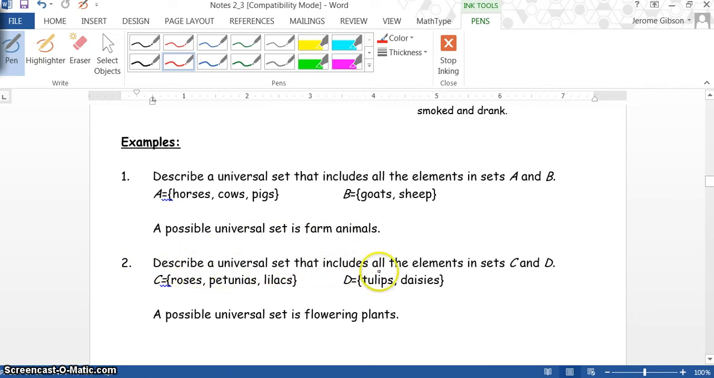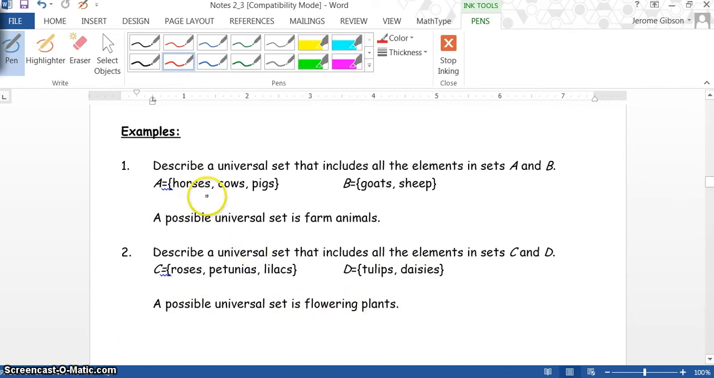Describe a universal set that includes all the elements in sets C and D. C is equal to roses, petunias, lilacs. D is tulips and daisies. A possible universal set is flowering plants.